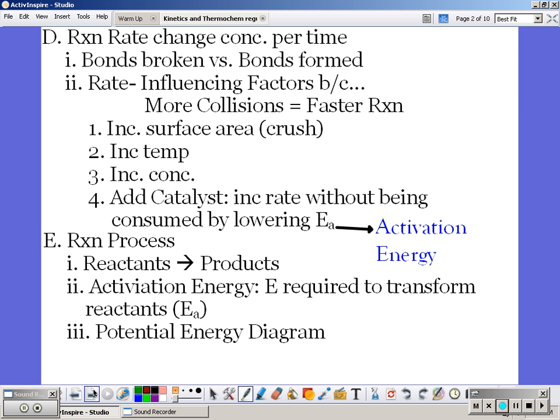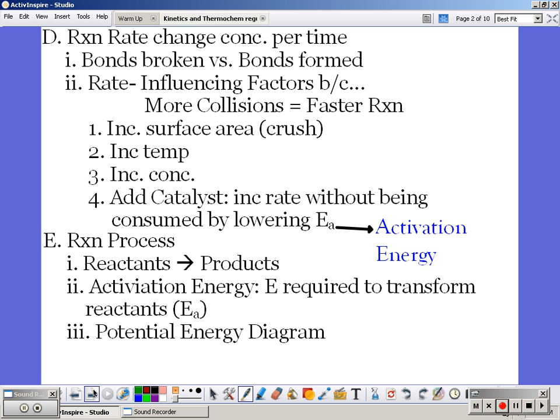So rate influencing factors, because the more collisions you have, the faster the reaction goes. So if you crush up the reactants or increase the surface areas of the reactants, there's going to be more collisions, so the reaction occurs faster. If you increase the temperature, you're increasing the kinetic energy, so you'll have more collisions, and so the faster the reaction. If you increase the concentration, you have more things, there's going to be more collisions, so the faster the reaction.